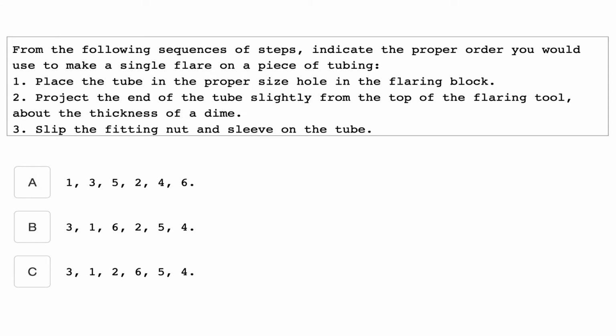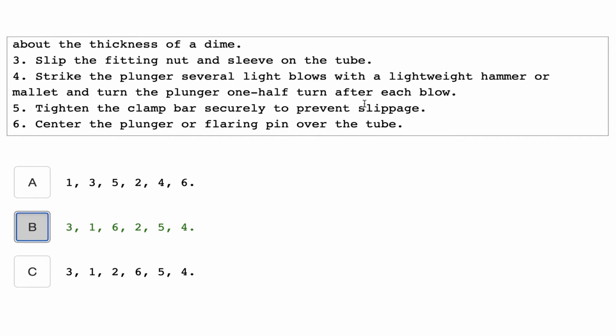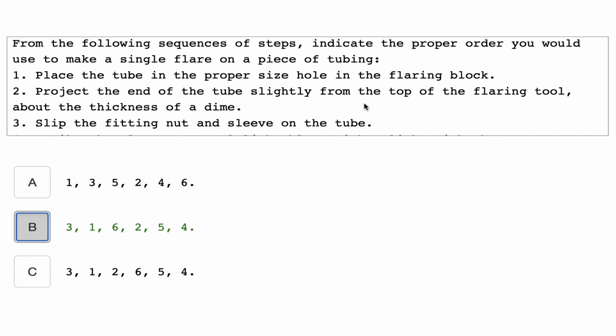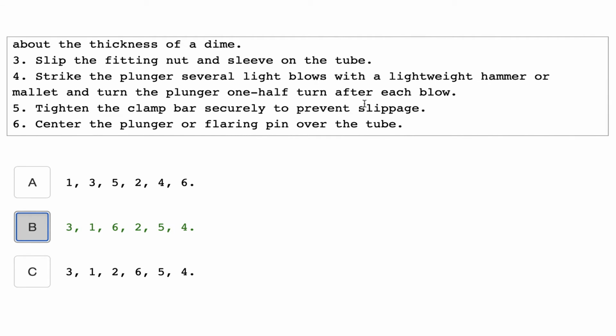From the following sequence of steps, indicate the proper order you should use to make a single flare on a piece of tubing. So the proper order will be: slip the fitting nut and sleeve on the tube. Then 1. Place the tube in the proper size hole in the flaring block. 6. Center the plunger or flaring pin over the tube. 2. Project the end of the tube slightly from the top of the flaring tool, about the thickness of a dime. 5. Tighten the clamp bar securely to prevent slippage.